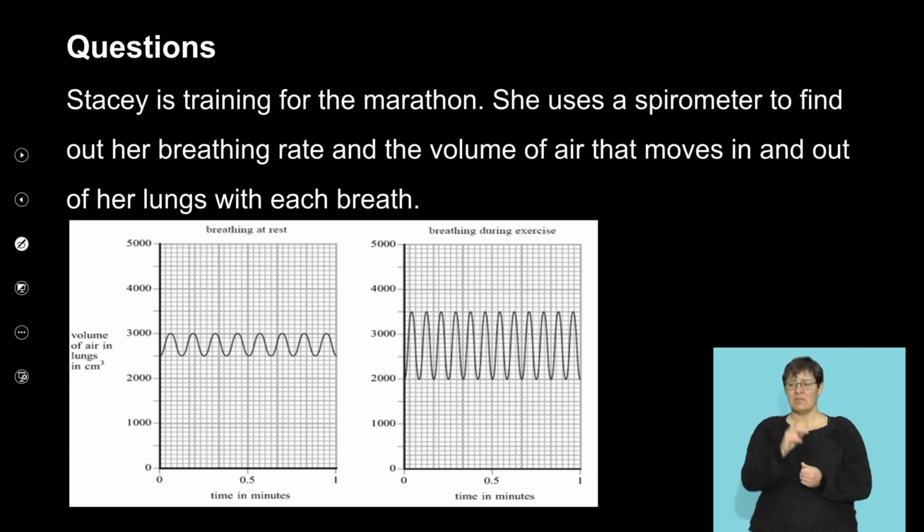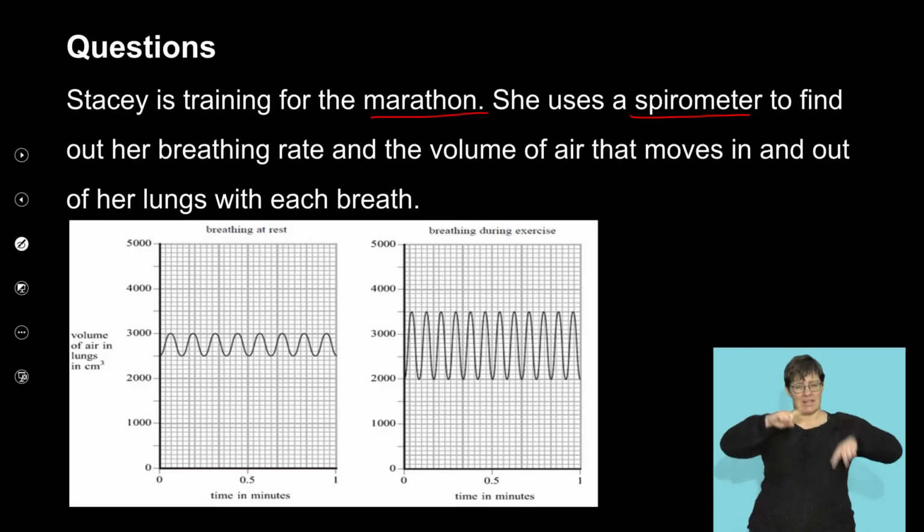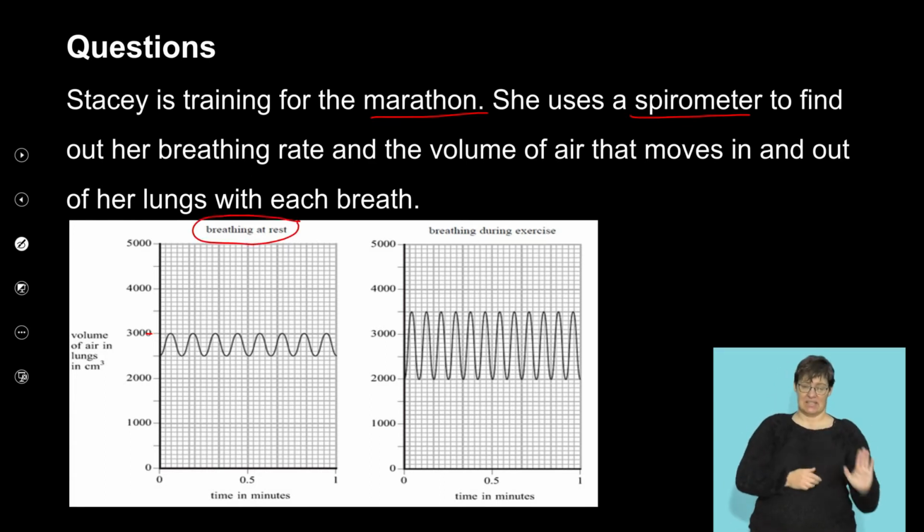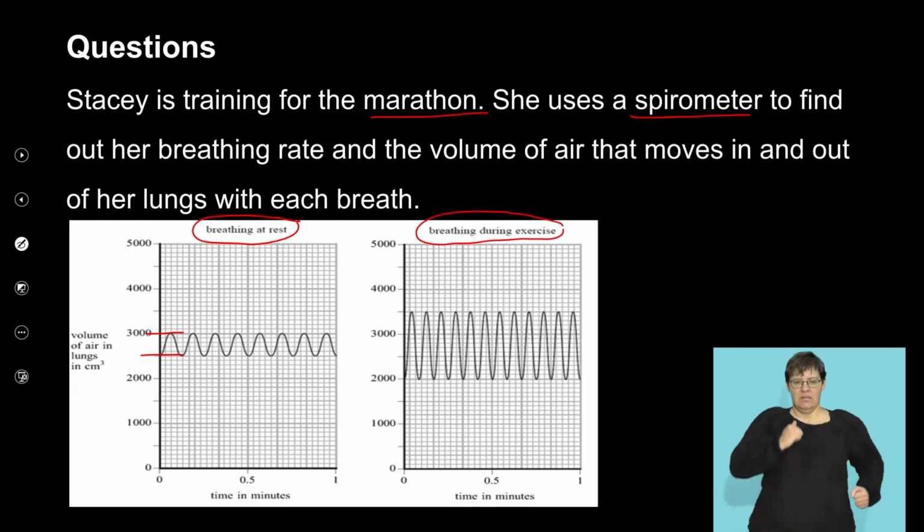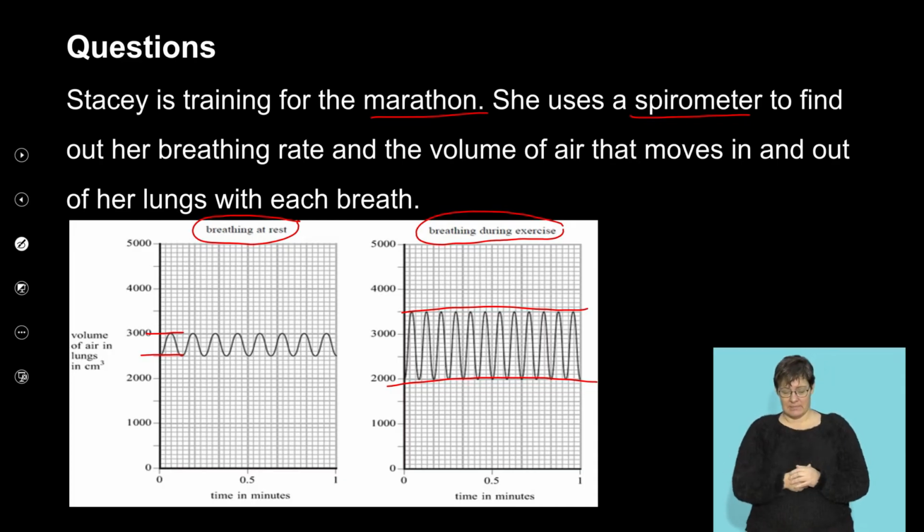Now I've put a question on the board here for you. It says, Stacey's training for a marathon. She uses a spirometer to find out her breathing rate and the volume of air that moves in and out with every breath. This is Stacey's breathing rate at rest. If we have a look over there, this is what happens to her breathing rate when she exercises. Obviously, when we exercise, as we looked at just now, I need more oxygen in because I need to get more carbon dioxide out.